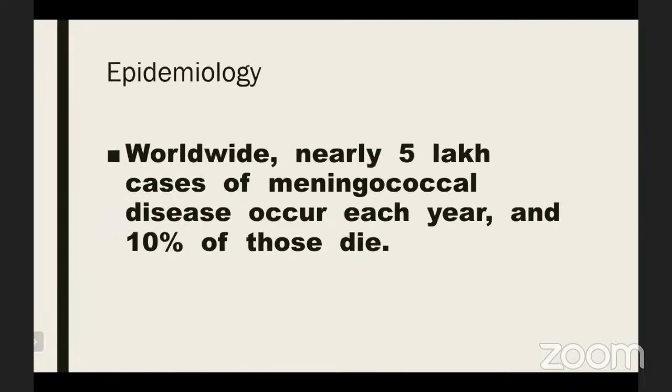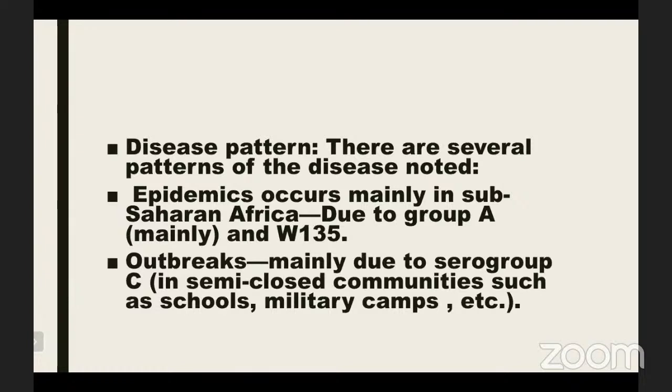Next one is the epidemiology. Worldwide, nearly 5 lakh cases of meningococcal disease occur each year. Only 10% case death is seen. Disease pattern: there are several patterns of disease noted. Epidemics mainly occur in sub-Saharan Africa due to serogroup A mainly and W135. Outbreaks are mainly due to serogroup C. It is mainly seen in semi-closed communities such as schools, military camps, etc.